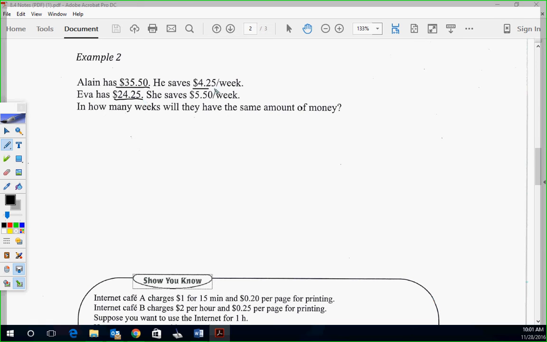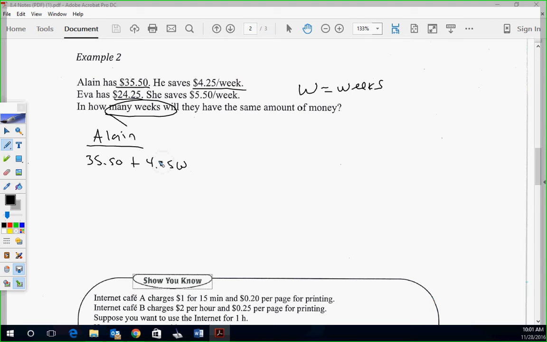Things are changing per week. Okay, so W will be my variable. Because it says how many weeks. So it's telling you what you're solving for. So one thing I like to write is weeks as your variable. And this is how you'd set it up. So Elaine, I'll just write her name or his name, sorry. And it would be $33.50 plus $4.25 a week.